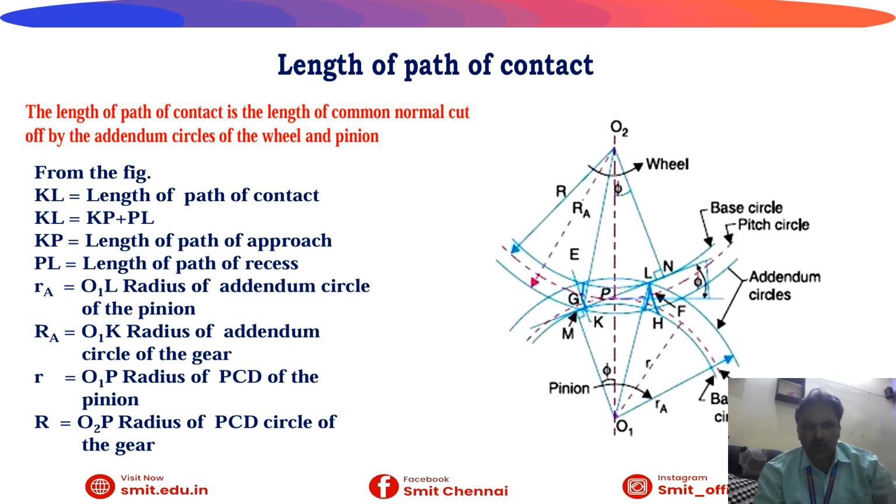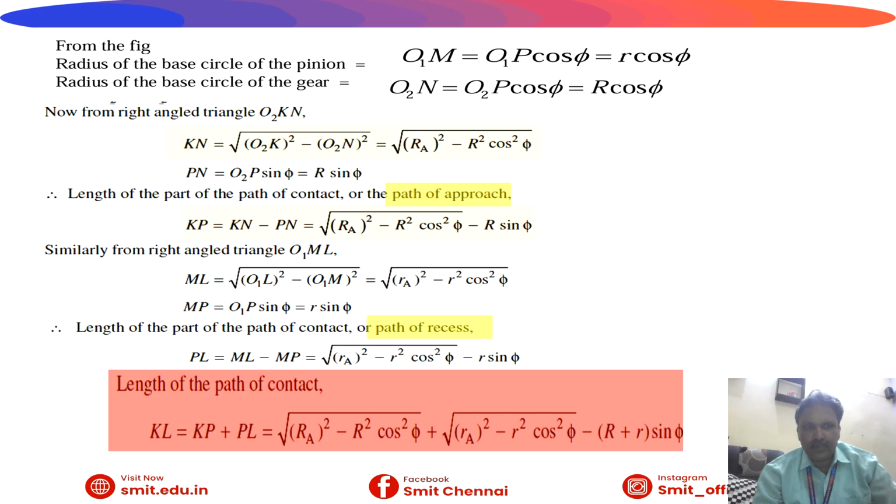Small ra equal to O1L, the radius of the addendum circle of the pinion. Capital RA is the radius of the addendum circle of the gear. Pinion is the smaller one, and gear is the bigger diameter. Small r is O1P, the radius of the pitch circle of the pinion. O2P, that is capital R, is the radius of the pitch circle of the gear. These are the basic formulas.